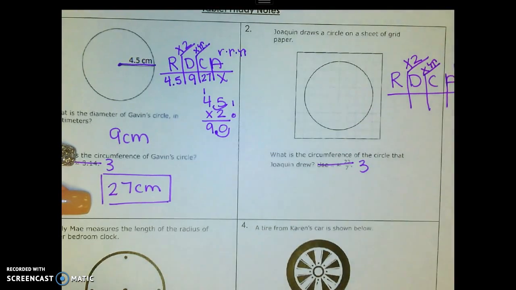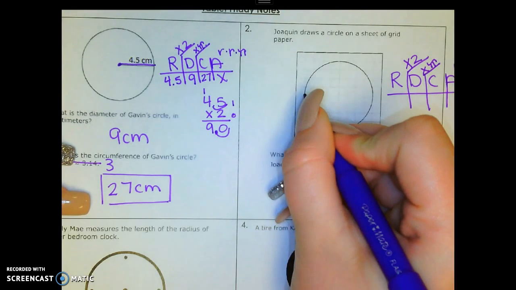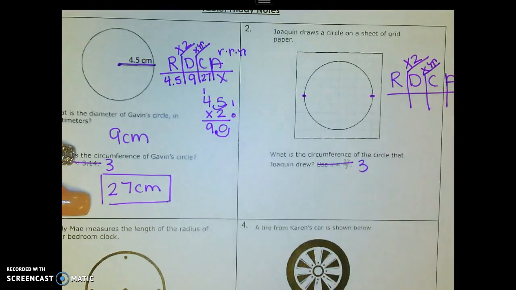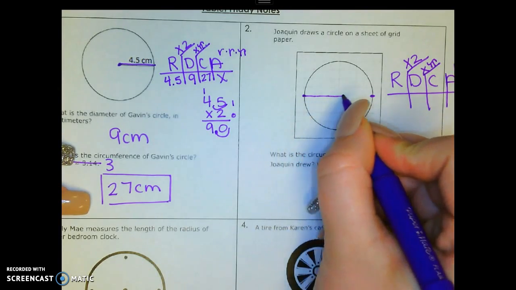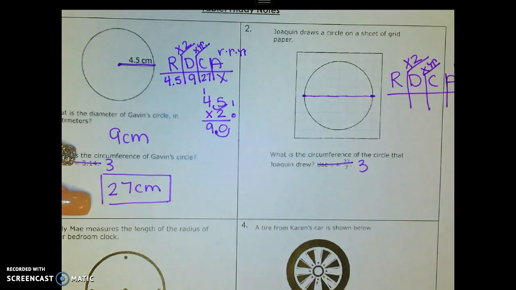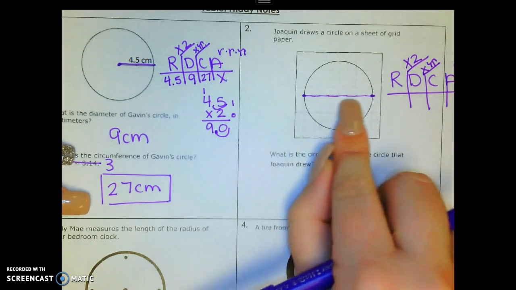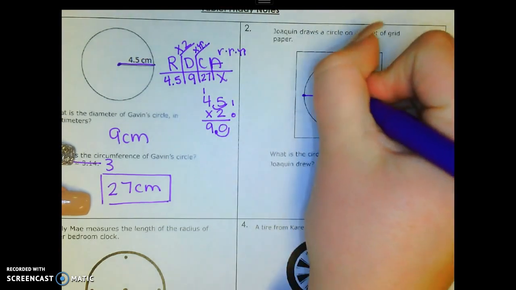Okay. I don't know anything yet, but I'm going to use the grid paper. Here's one side and here's the other. I'm going to go ahead and count across. 1, 2, 3, 4, 5, 6, 7, 8. So remember, when it goes all the way across, that's your diameter.